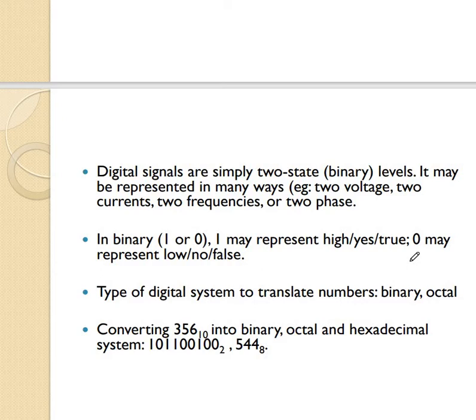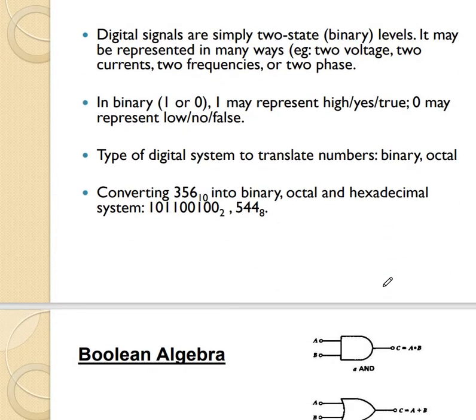So, types of digital systems to translate numbers. Basically we can translate our decimal number system into binary number system, or octal number system, or hexadecimal system. So this one I think you all already learned, right? During secondary school, to convert base 10 numbers to base 2 or base 8. So let me show you how you can get this. You can try on your own also.